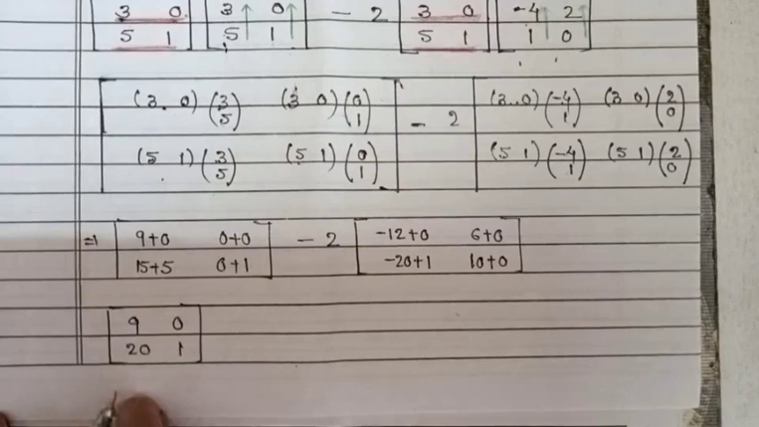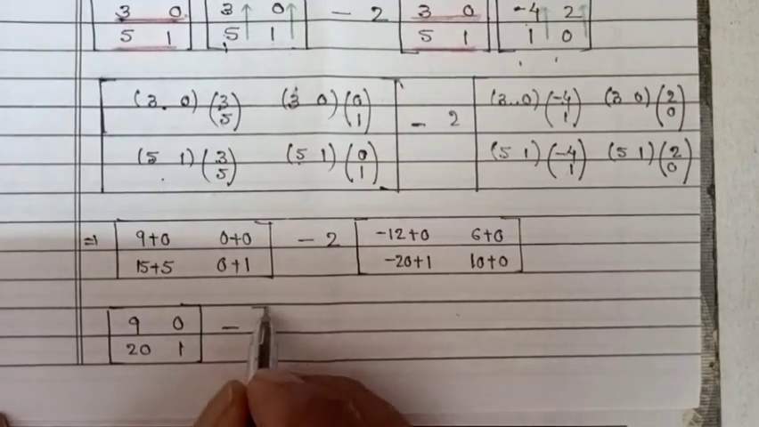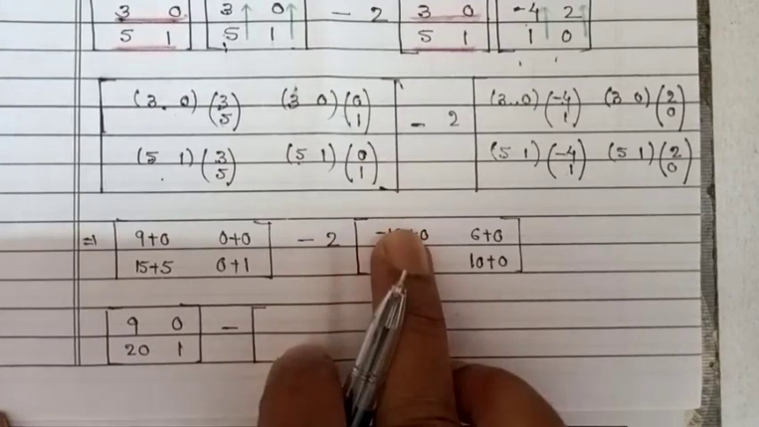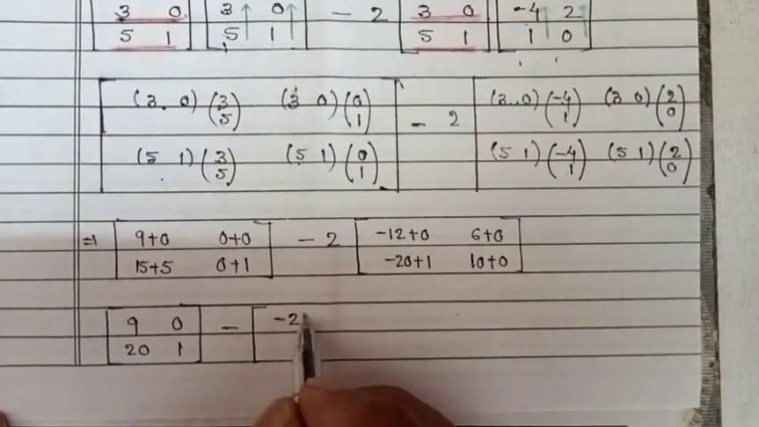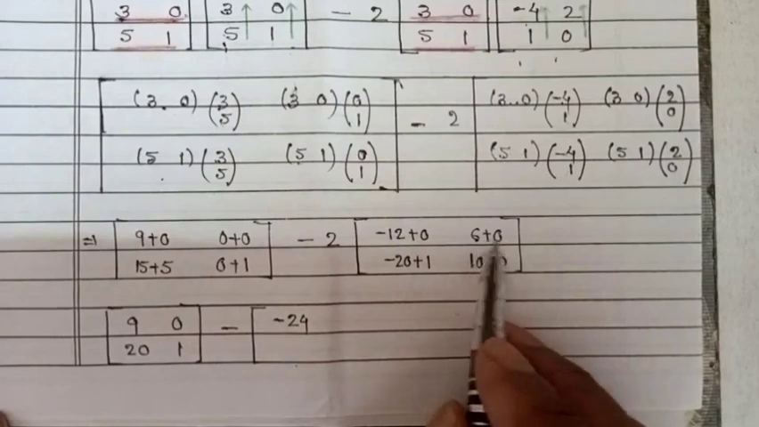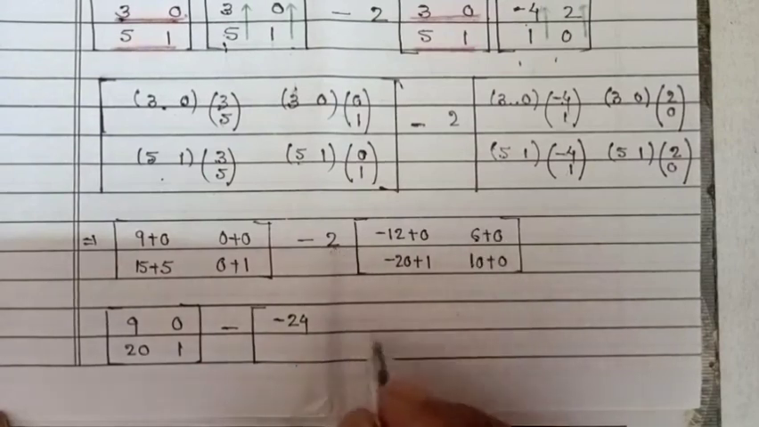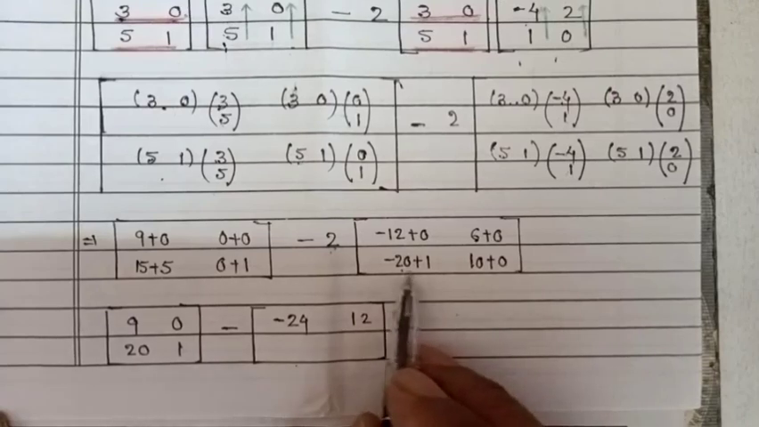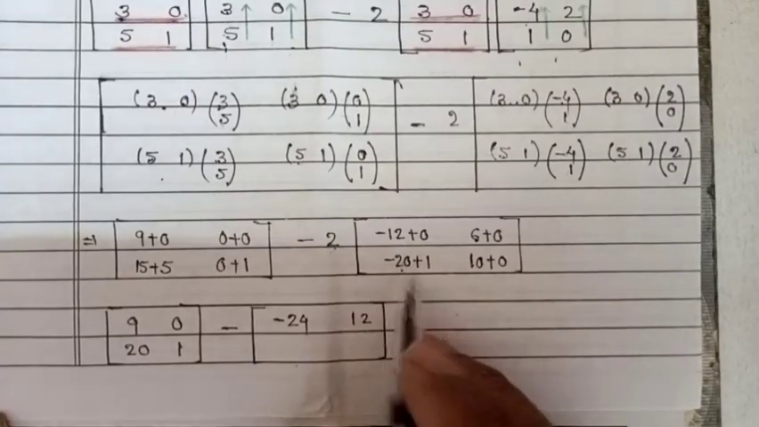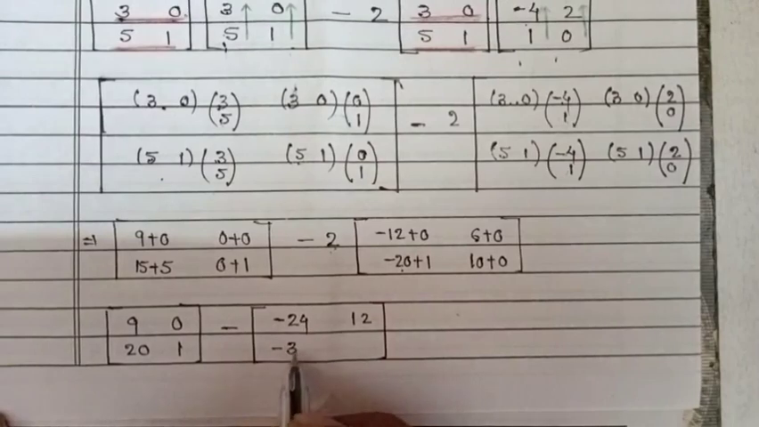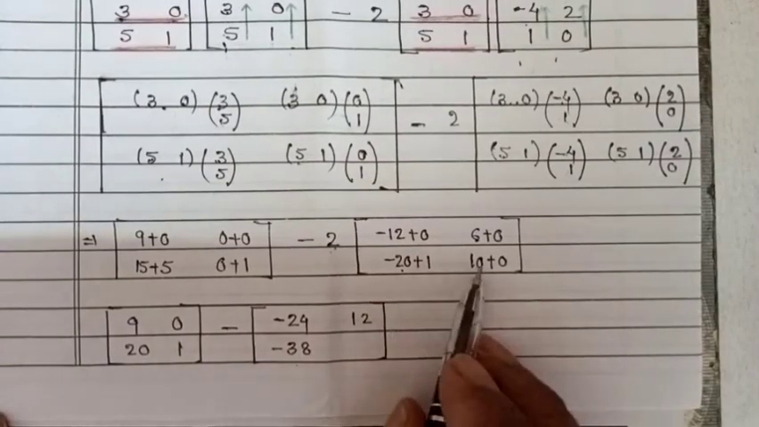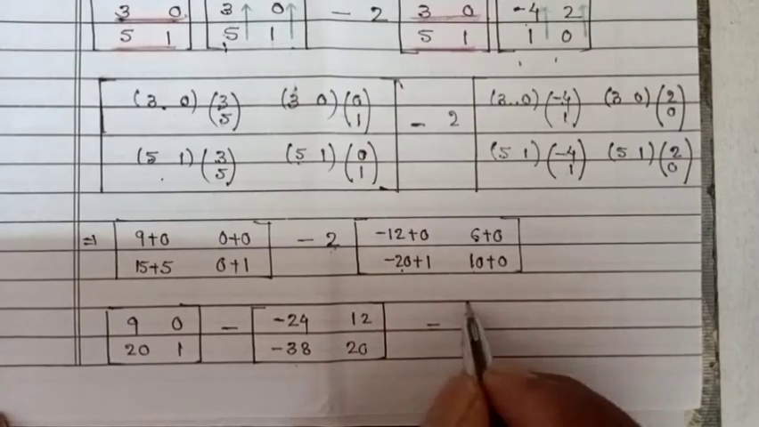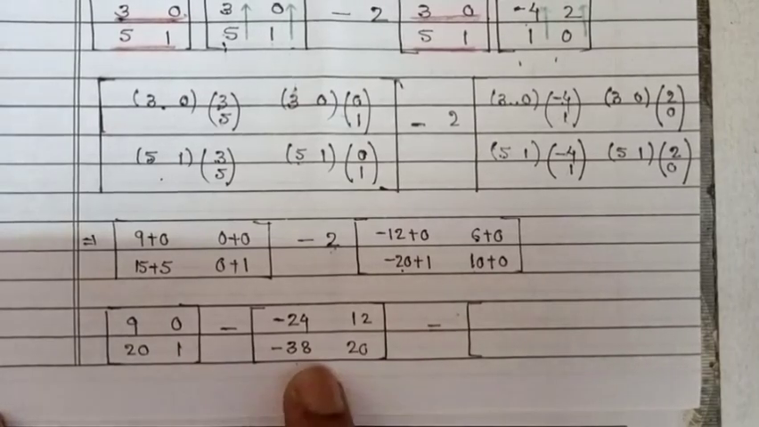This is your A square minus. Now in this one you will get minus 12 and then multiplied by 2, minus 24. This one will give you 6 and then multiplied by 2, 12. This one will give you minus 19 and then multiplied by 2, minus 38. This one will give you 10 and then multiplied by 2, 20. And now finally we have to subtract this one.